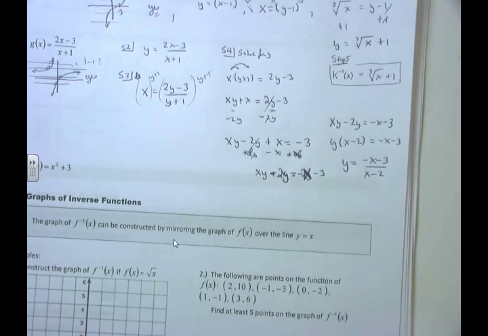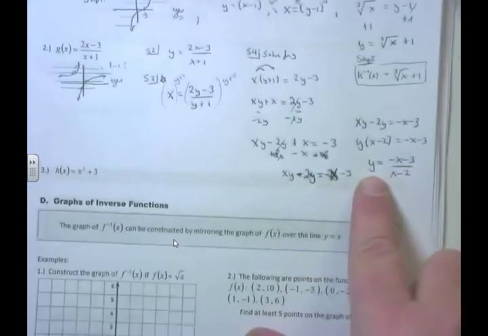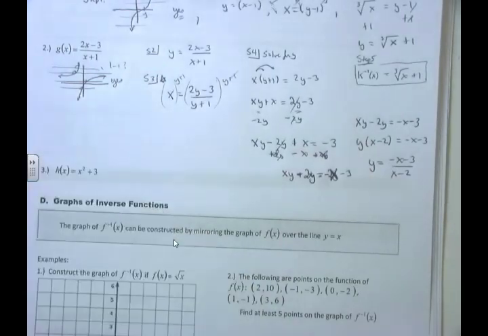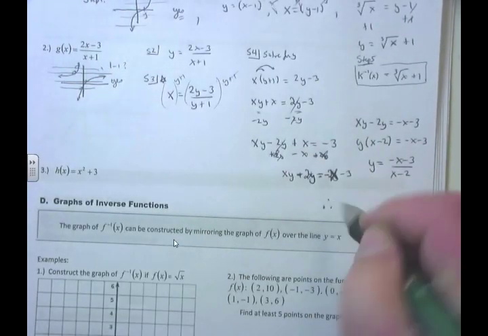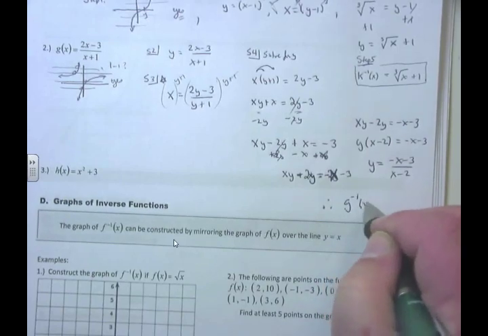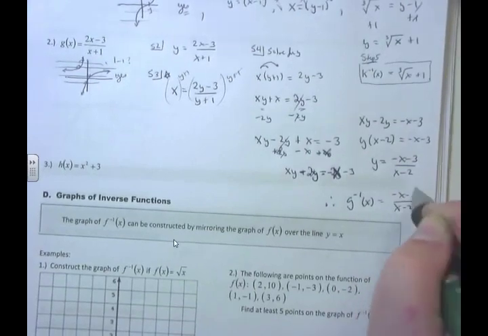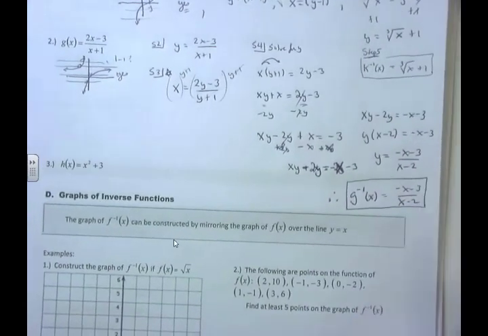Now, here's my question for you. What was the original function's name? G of x. So the last thing you want to do is replace y with the inverse notation. Therefore, g inverse of x would be equal to negative x minus 3 over x minus 2. There's my answer. Does that make sense? Watch the algebra.